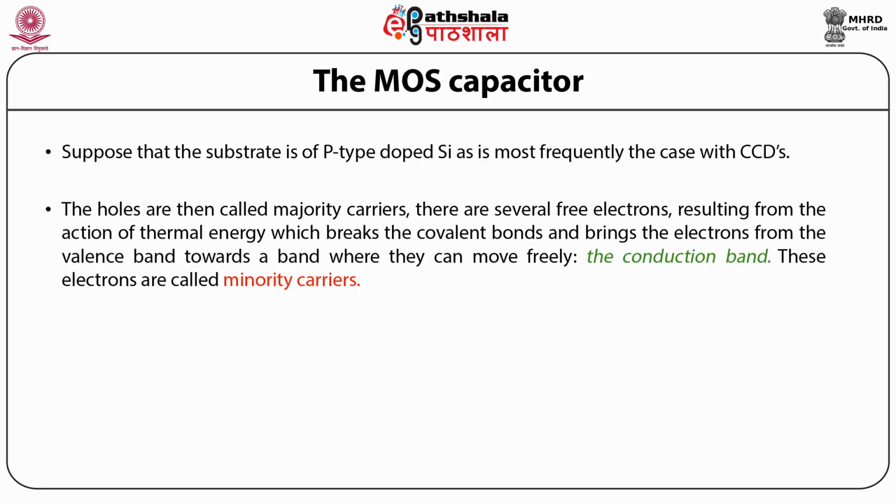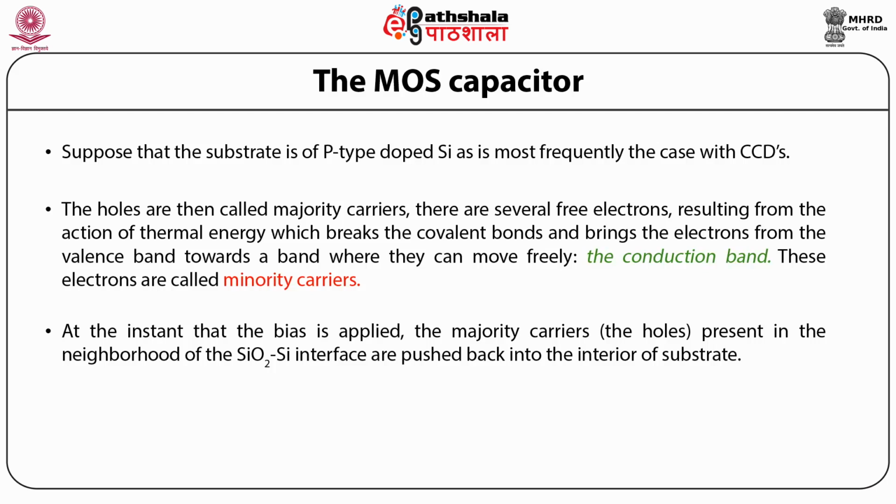There are several free electrons resulting from the action of thermal energy, which breaks the covalent bonds and brings the electrons from the valence band towards a band where they can move freely, the conduction band. These electrons are called minority carriers. The gate of a MOS capacitor is biased positively with about 10 volts.